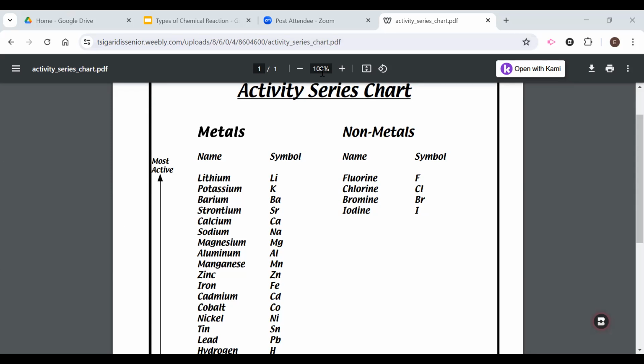But the only thing I want you to know from this activity series is that the metals are in order of reactivity. The one on top is the most active. The activity decreases as you go down, but increases as you go up. The same with this, increases as you go up, decreases as you go down. That's one major thing I want you to get from this. Then let's go to the single replacement.